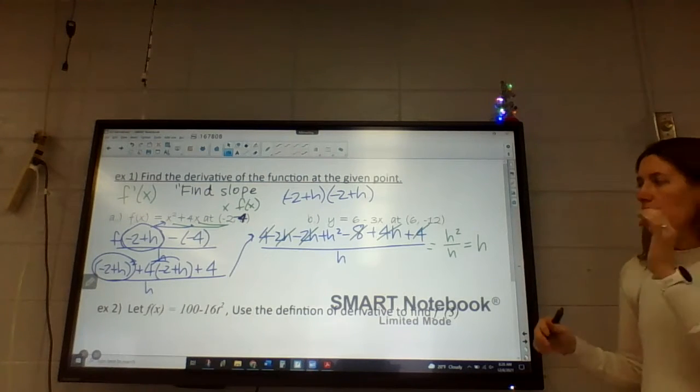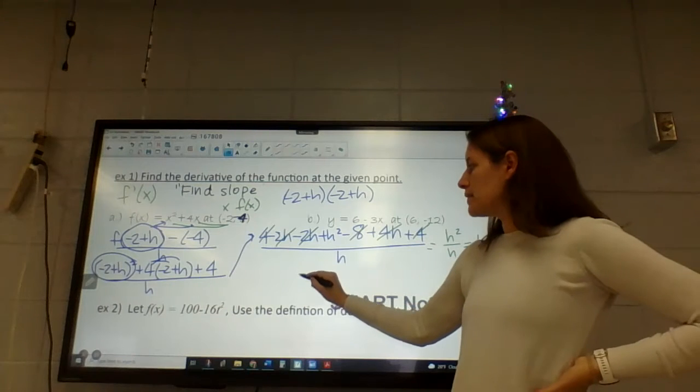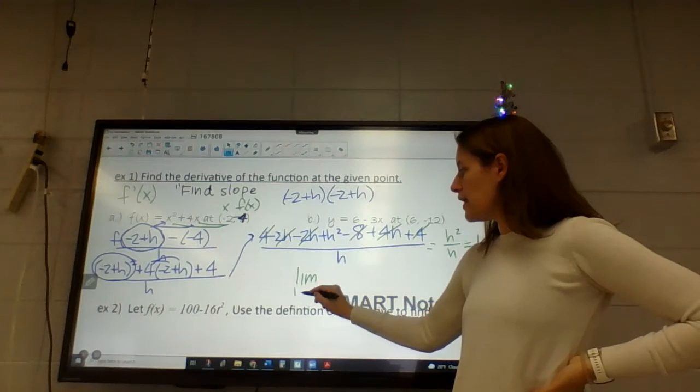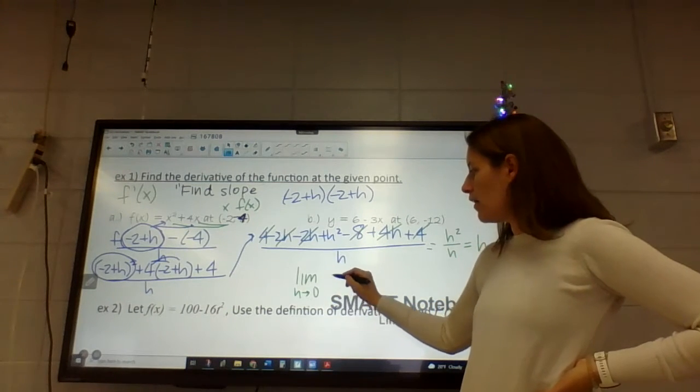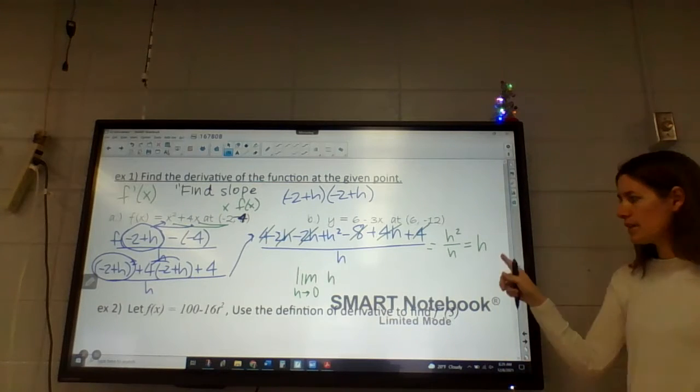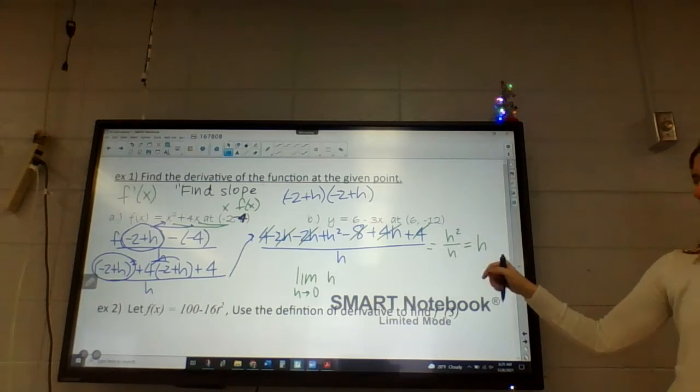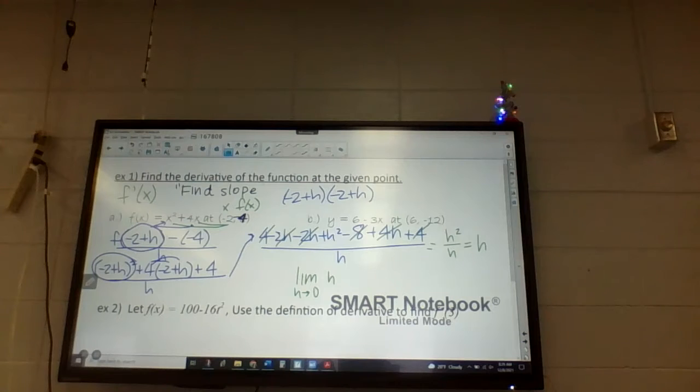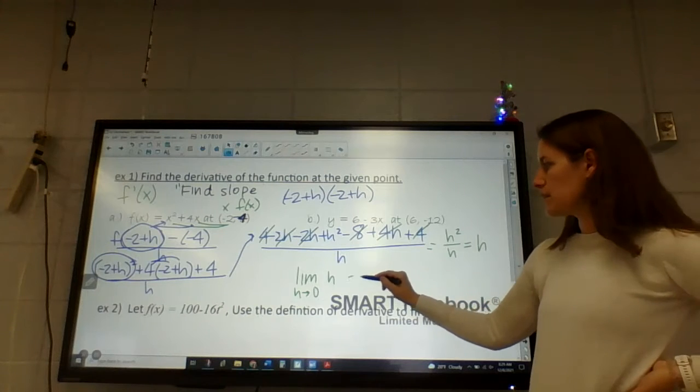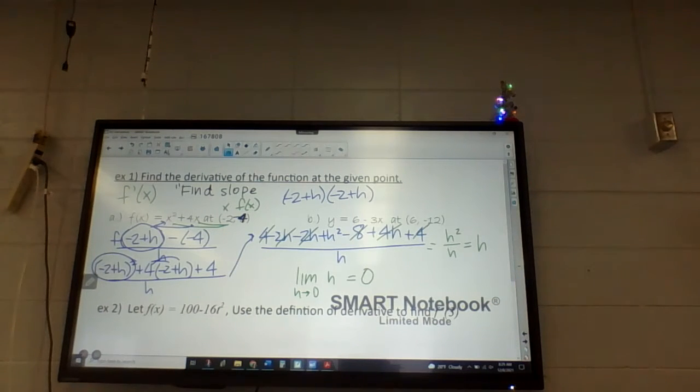Now, if you remember the original problem, it said we're finding the limit as h approaches 0 of h, because this is what this has become. So as it approaches 0, it's going to also approach 0. So this is just going to equal 0 in this case. So the derivative of that equation at negative 2, negative 4 is just going to equal 0 after all that.